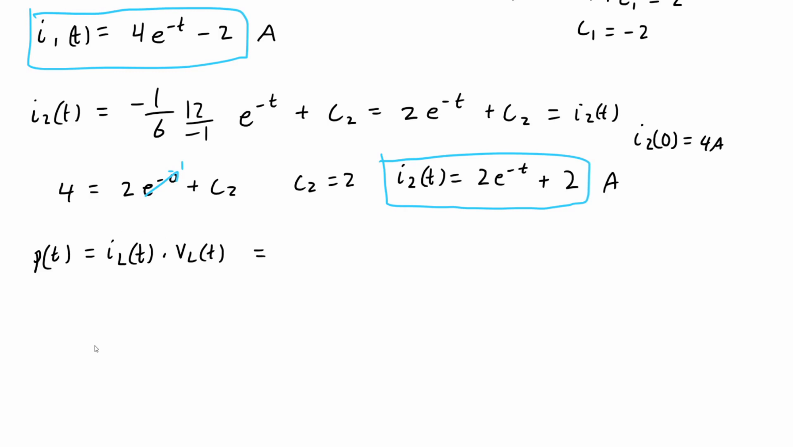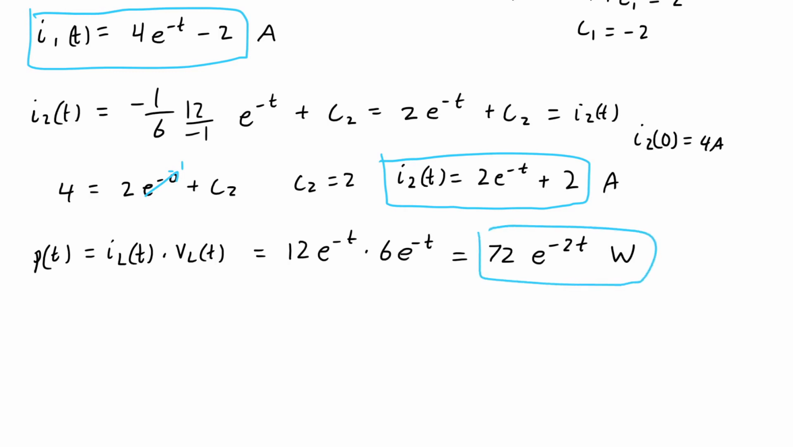That means that here's our V, e to the minus t, times our I_L for the equivalent inductor. It's going to be 18 and then e to the minus 2t, or sorry, not 18. I did addition in my head for both of them. It's going to be 72e^(-2t) watts. So if we integrate this, we can find the work.